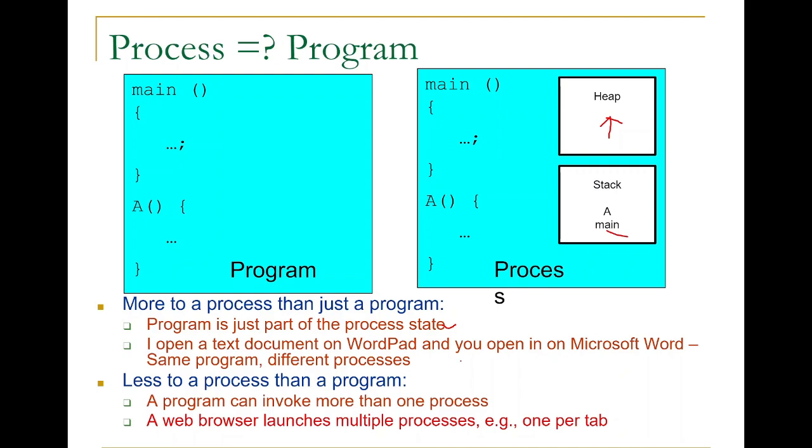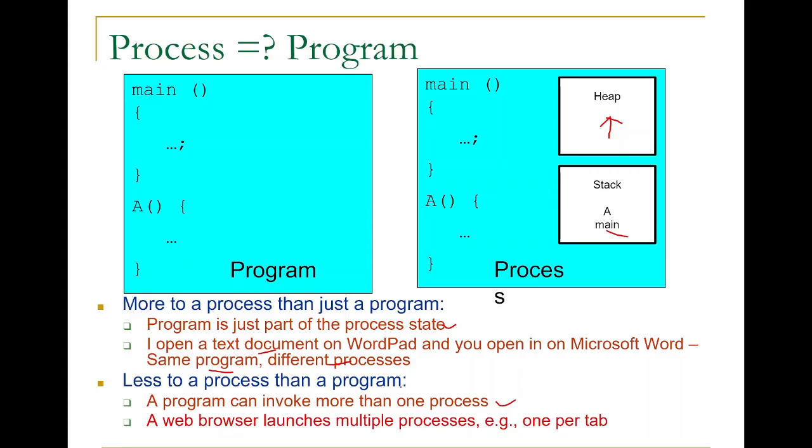If I open a text document on WordPad and you open it in Microsoft Word, you have the same program, which is the same text document, but on different processes. All right, so WordPad gives you a different process. I open it on Microsoft Word, or you open it on Microsoft Word, it becomes a different process. We have another issue: a program can invoke more than one process. For example, a web browser launches multiple processes, and each one is a different tab. So you have that program, which is your browser, and it is invoking different processes.